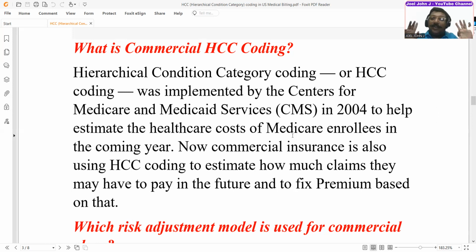And in US healthcare insurance, we call private insurance companies commercial insurance. So do commercial insurers also use HCC coding? Yes, they do. Why do they use it? Now we're coming to that. Commercial insurance also uses HCC coding to estimate how many claims they may have to pay in the future and to fix premiums based on that. They have to arrive at a calculation to know the premium rate, right? For that, they use the HCC coding system.